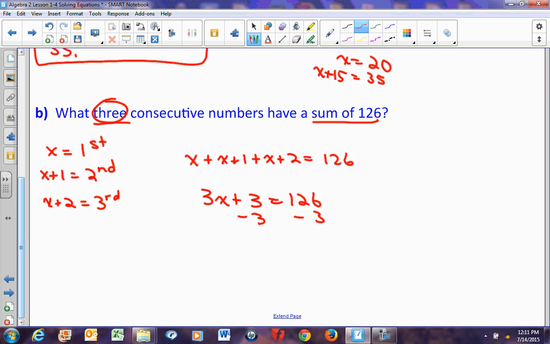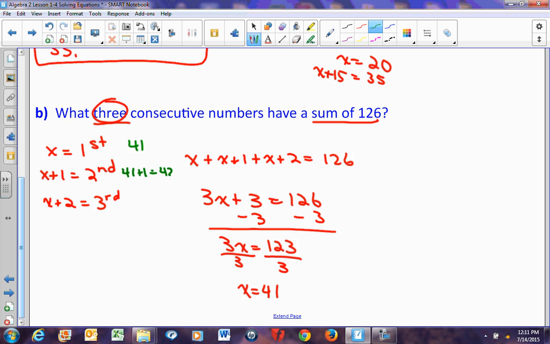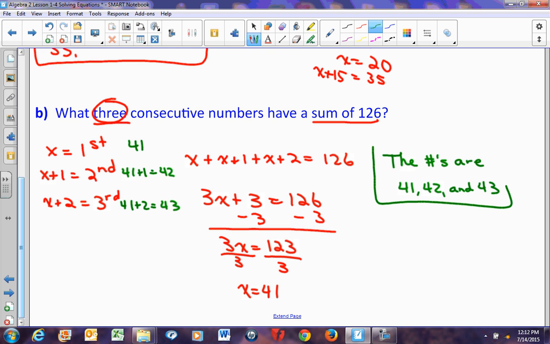Subtract 3 from both sides of the equation. You now have 3x equals 123. Divide by 3. X equals 41. So our numbers would be 41, add 1 to that, we have 42. 41 plus 1 equals 42, and 41 plus 2 equals 43. So the three numbers are 41, 42, and 43. And those are your three consecutive positive numbers. And you should add them together to make sure they truly do equal 126.